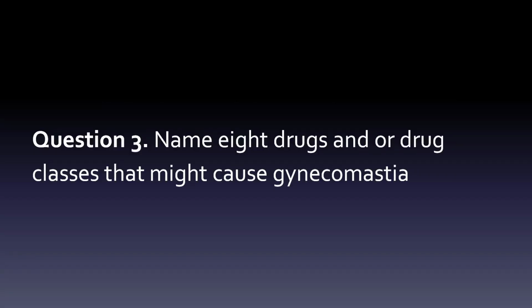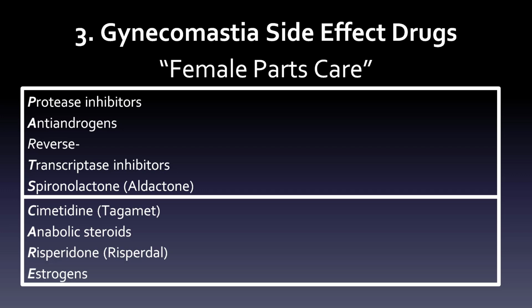Question number 3. Name 8 drugs and/or drug classes that might cause gynecomastia. Number 3. Gynecomastia side effect drugs. We'll use the mnemonic female parts care. P. Protease inhibitors. A. Anti-androgens. R. Reverse transcriptase inhibitors. S. Spironolactone, brand name Aldactone. C. Cimetidine, brand name Tagamet. A. Anabolic steroids. R. Risperidone, brand name Risperdal. And E. Estrogens.